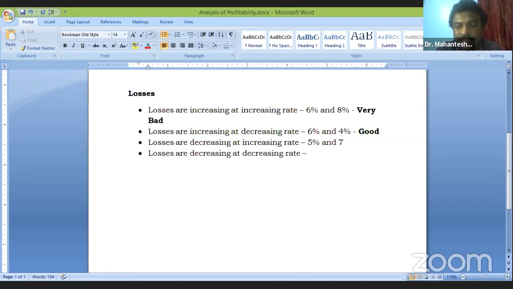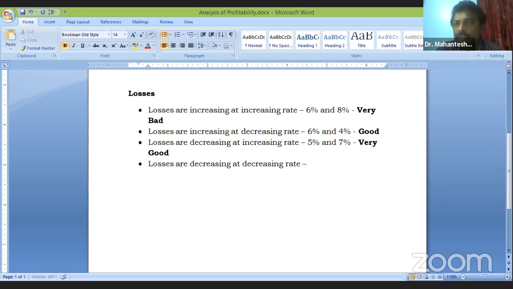Increasing rate, this year the decrease in the loss has increased to 7%. This is a very good sign, we can say, because you are moving from a loss making scenario into a profit making scenario very shortly. So losses decreasing at an increasing rate.